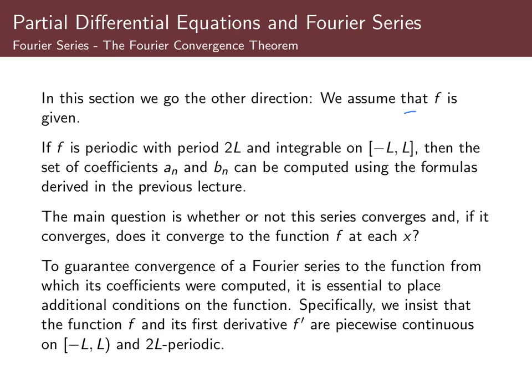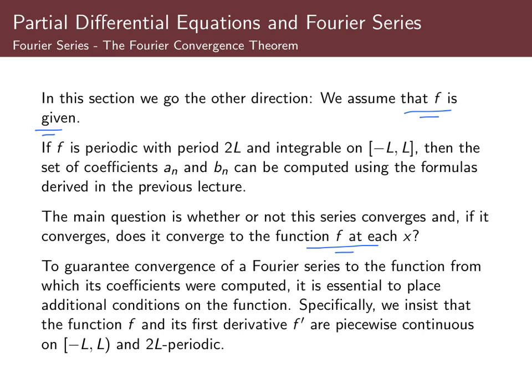We'll assume that f is given, and we'll try to determine which kind of properties f needs in order to have a convergent Fourier series. What we'll find out here is that if f is periodic with period 2L, integrable on the interval negative L to L, then the set of coefficients can be computed using the formulas derived in the previous lecture. The main question is whether or not this series converges, right? So you can write down a series, but you don't necessarily know it'll converge to something meaningful. And if it converges to something meaningful, does it converge to the function f at each x?